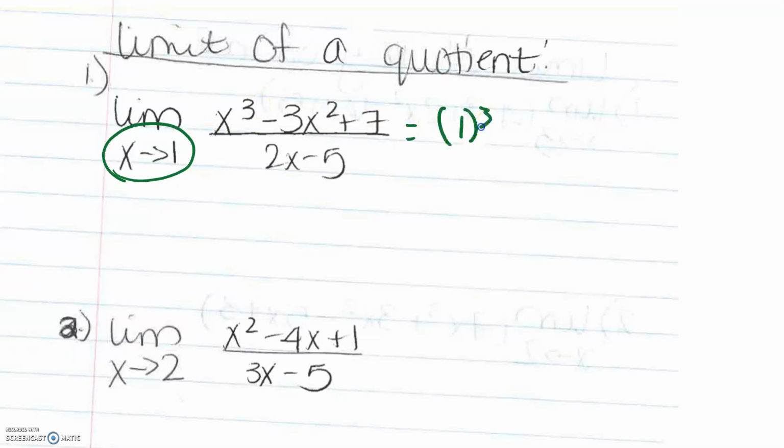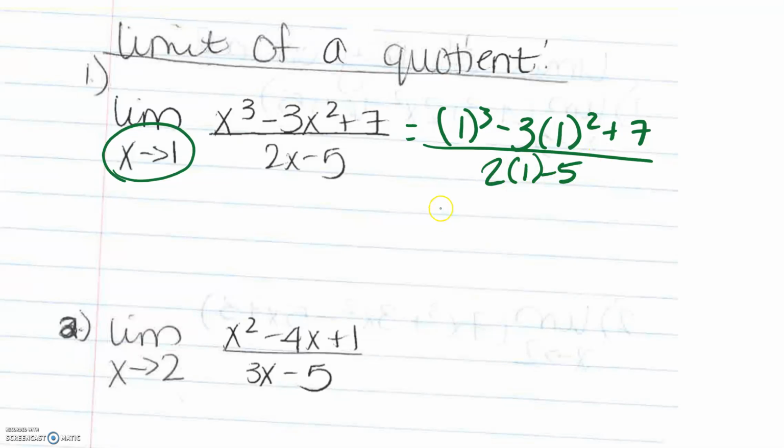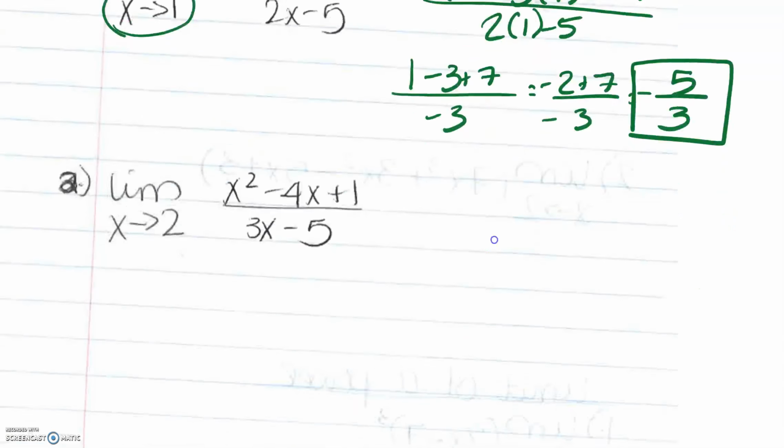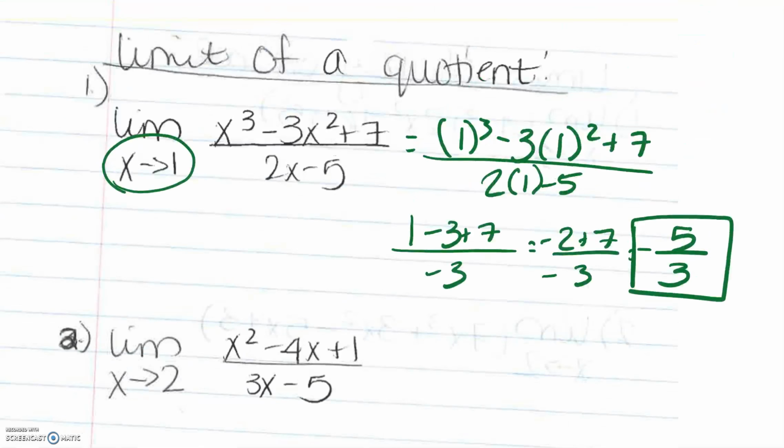So we get 1 cubed minus 3 1's squared plus 7 over 2 1's minus 5. So you have 1 minus 3 plus 7 over 2 minus 5. That's -3. 1 minus 3, what is that? -2 plus 7 over -3. So you have 5 over -3, or -5/3. This one again, you would do the same thing, substitute it in, and that's really it.